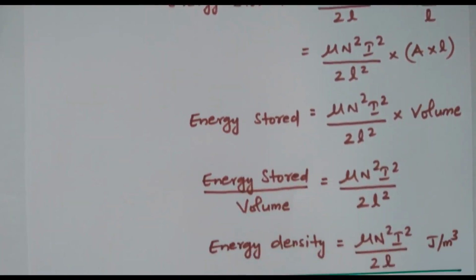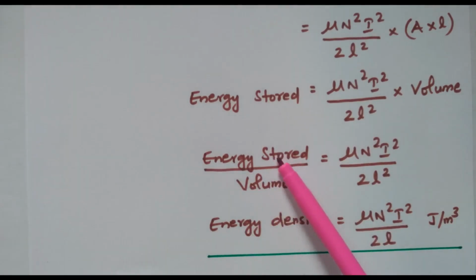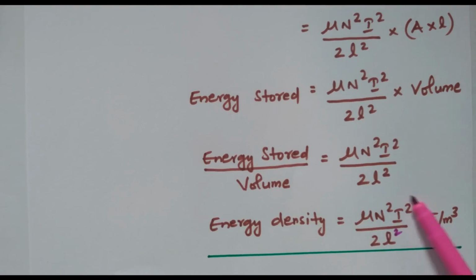Now bring this volume into the denominator. So energy stored by volume is nothing but energy density, that is mu n square I square divided by 2L square, in joules per meter cube. So this is the expression for energy density in the solenoid. The previous one is the energy stored in an inductor in general, and this is specifically for a solenoid. Now we'll see one problem based on the solenoid.